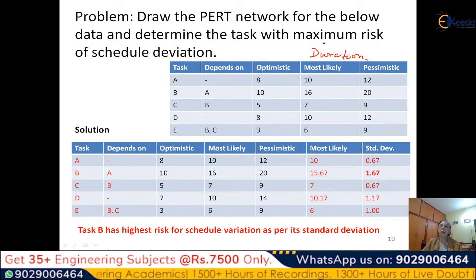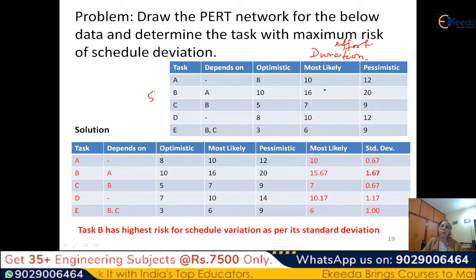Duration for the task, or you can say the effort for the task. It is not the duration of the project. The project will depend on so many other things, the dependency and everything. So these are the tasks. Here we have 5 tasks, A, B, C, D, E, and this is the precedence, the dependency.